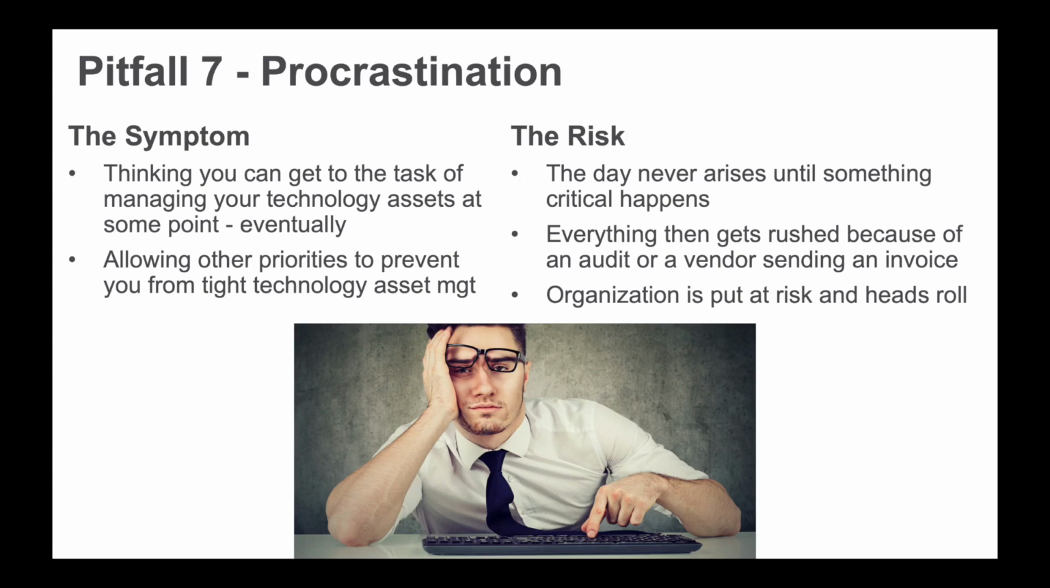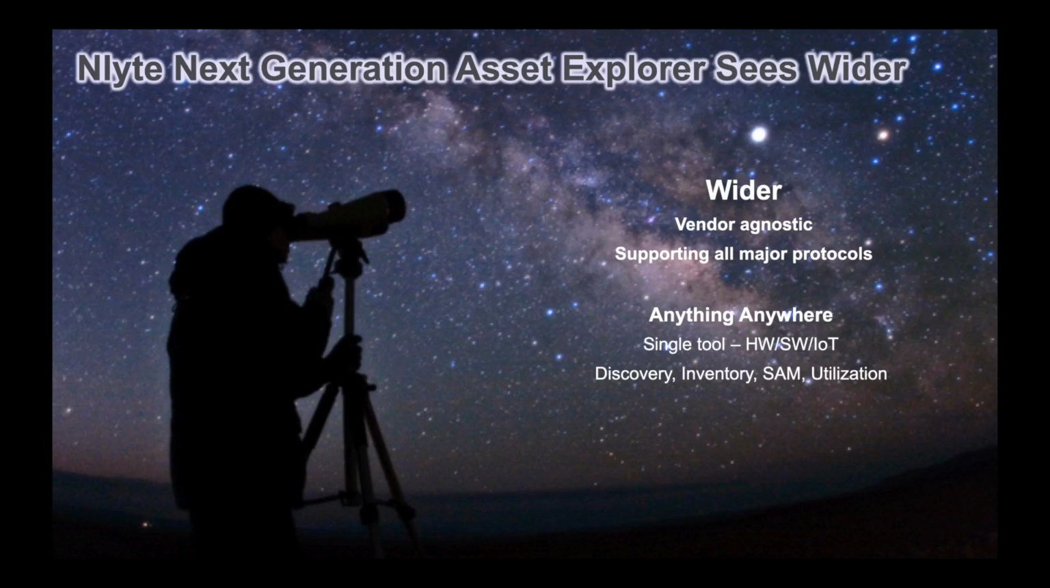So best to stay ahead of it and not allow procrastination to be one of the pitfalls to proper technology asset management. So this is where nlight's next generation technology asset management solution comes in. We have an application within our technology asset management suite called Asset Explorer, and it basically sees wider. It's vendor agnostic, it's protocol agnostic, and so it can go out and find more assets on the network. It's a single tool to find hardware, software, Internet of Things devices, firmware, provides discovery, inventory, software asset management, and utilization.